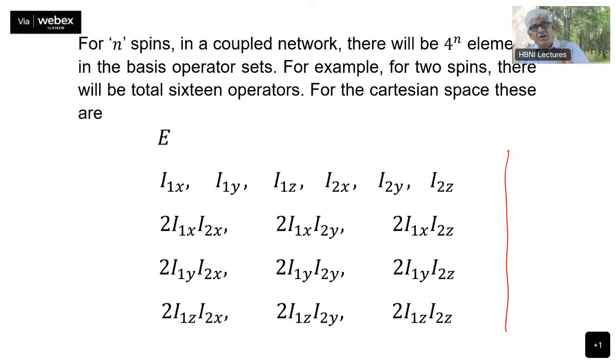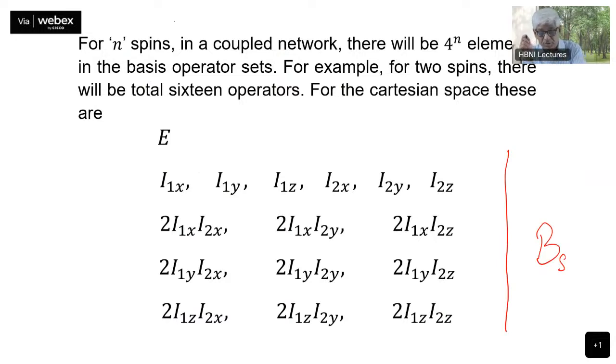The total density operator will be represented as a sum of these basis operators. These constitute the basis operators for the 2 spin case. So how many are here? You count 1, 2, 3, 4, 5, 6, 7, 8, 9, 10, 11, 12, 13, 14, 15, 16. Out of these, there are 6 which are 1 spin operators, because 1x, 1y, 1z, 2x, 2y, 2z are 1 spin operators. Whereas the bottom 9 are 2 spin operators because these are products.